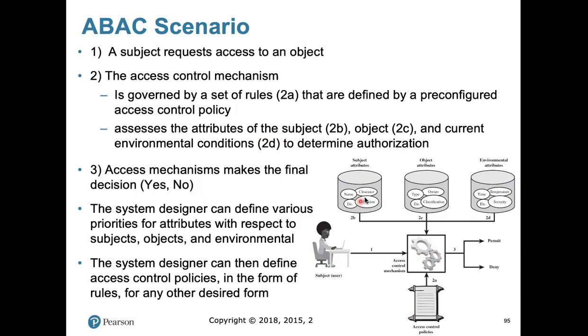Other than that, attributes also come: attributes of the subject, attributes of the object requested, and the attributes of the environment. These come from 3 different databases: database of subject attributes, database of object attributes, and database of environment attributes. These are all being fed to the access control mechanism, and it makes the final decision, which says that permission is granted, or it denies granting the permission.